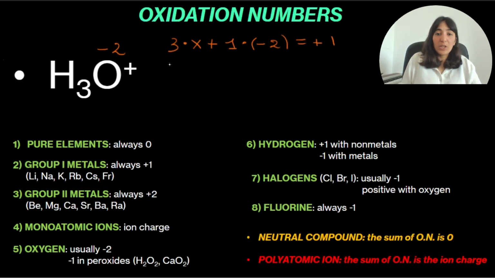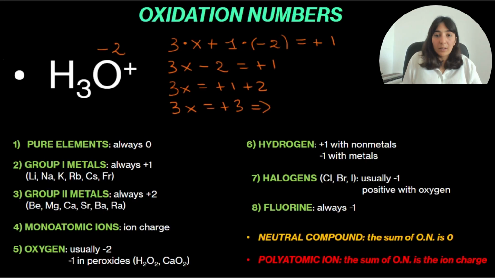Now we solve this equation, 3x, 1 times -2 is -2, equals +1. Now we move this -2 onto the other side of the equation, and it becomes +2. We have 3x equals +1 plus 2. 3x equals +3. This means that x equals 3 divided by 3, which is +1. And this is the oxidation number of hydrogen, okay?